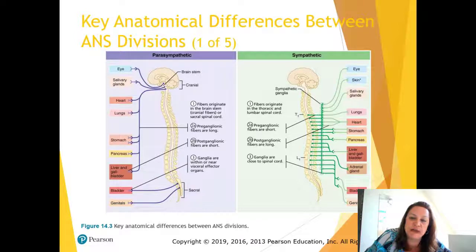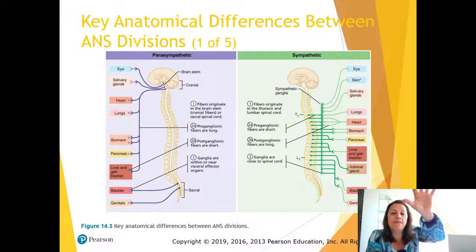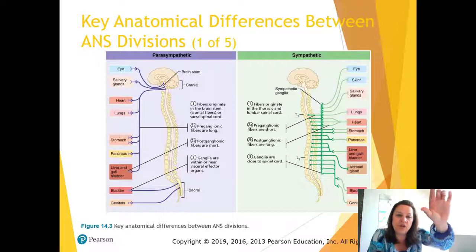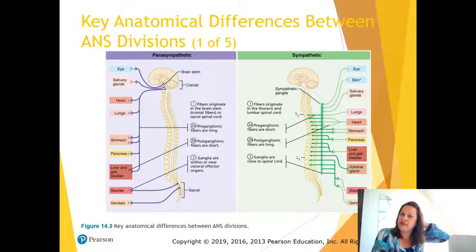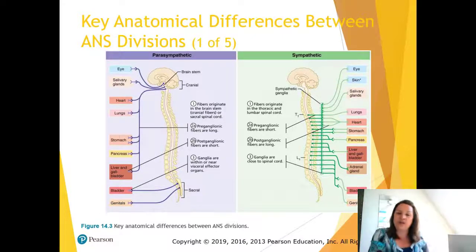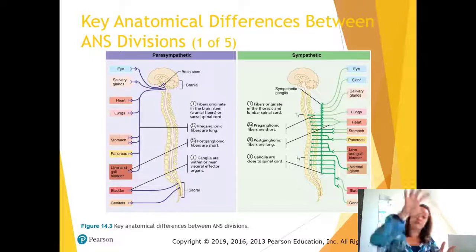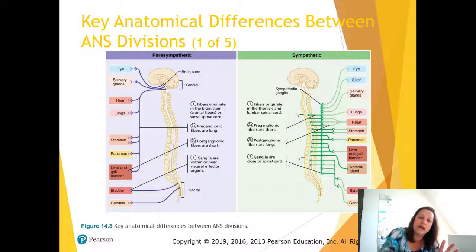So you'll see the brain and the spinal cord in both pictures. You'll see that the purple in the parasympathetic, the eye, salivary glands, heart, lungs, stomach, etc., all the way down to the liver, everything is right there from the brainstem. The bladder and the genitals right from the sacral spinal cord. This is the parasympathetic. This is the resting and digesting, the slowing down of the heart, the digesting, right? That kind of stuff. On the right-hand side, you have the sympathetic in green.